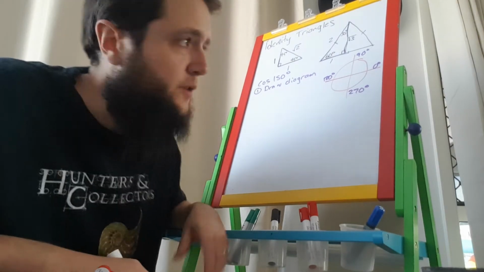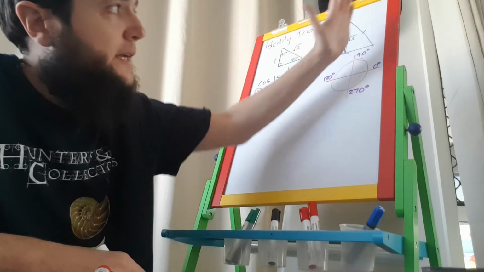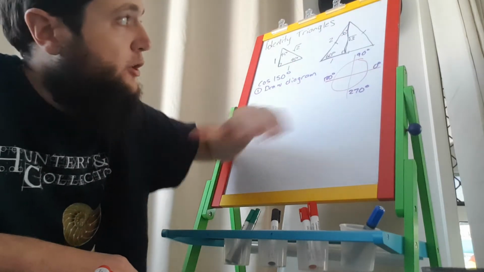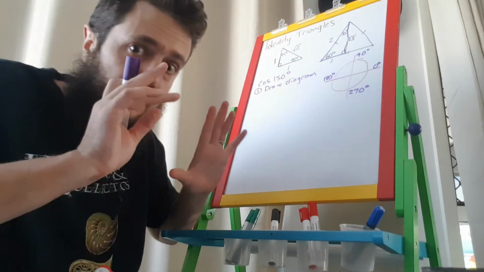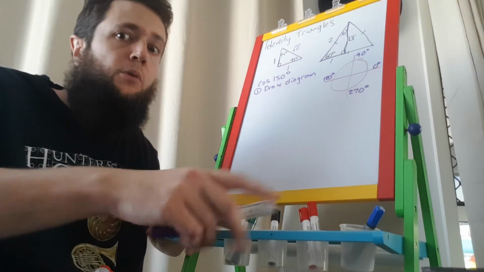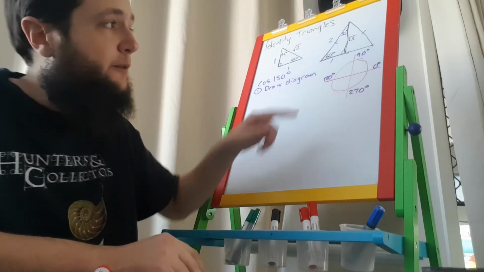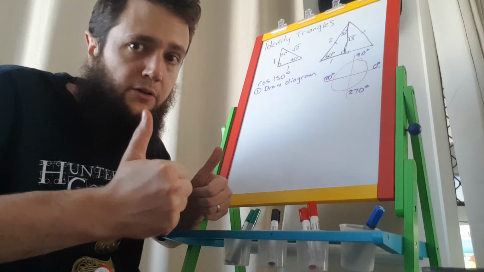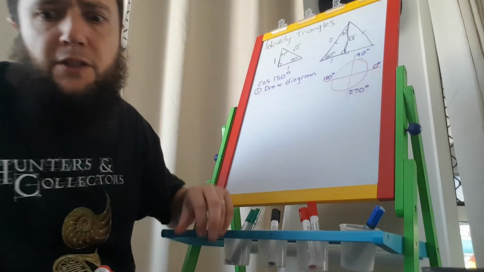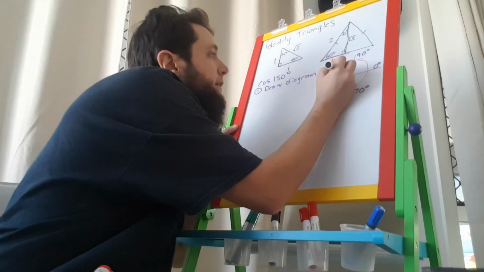People get those two confused. Bearings starts at north and goes clockwise. Trigonometry starts at 0 horizontally, goes anti-clockwise. Very different. Keep them distinct in your mind. This business we're doing today, we're all starting at 0, going anti-clockwise. Cool? So 150 degrees, it's going to sit over here.